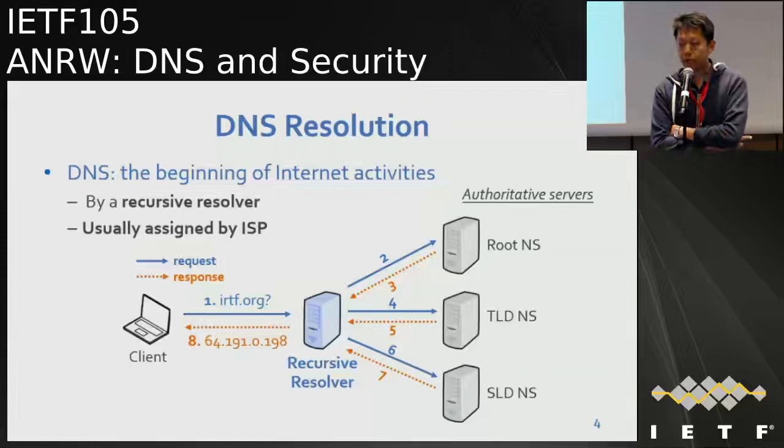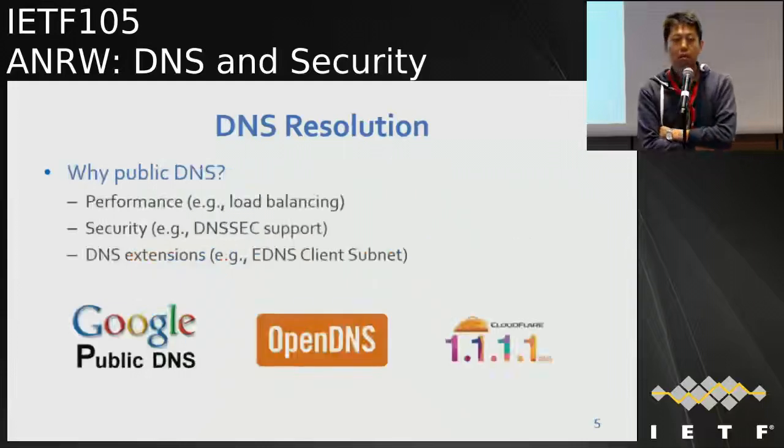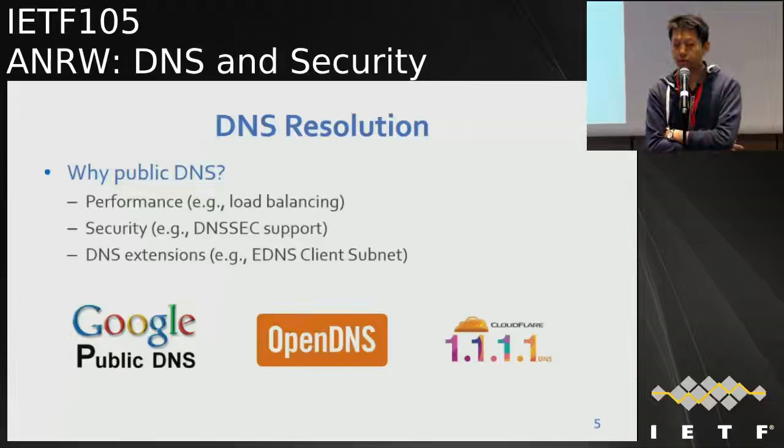When you have a contract with an ISP, typically they will give you a default recursive resolver to use. But it turns out more and more users prefer to use public DNS resolvers. We have Google, we have OpenDNS, we also have Cloudflare. They are very, very good. I believe the three major reasons for users to switch to public DNS resolvers could be performance, better security, and also support for DNS extensions turning out to be better.